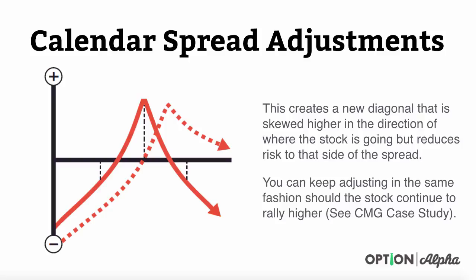Now, as always, if the stock moves in the other direction, you can take everything we did in this video and basically apply it to the other side of the trade. So if the stock is moving down lower towards your position and you have a call credit or call calendar spread, you can roll down that call side as well and take advantage of the same type of mechanics in adjusting.